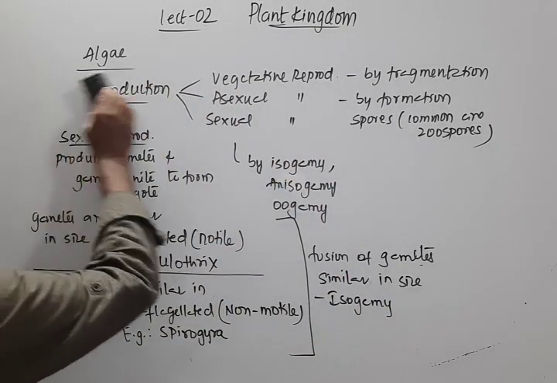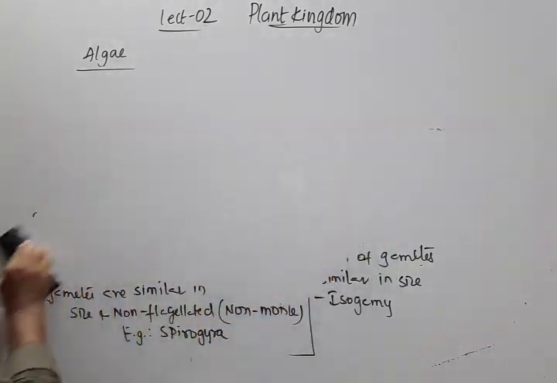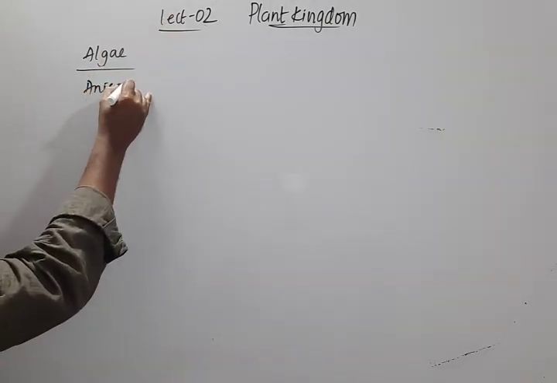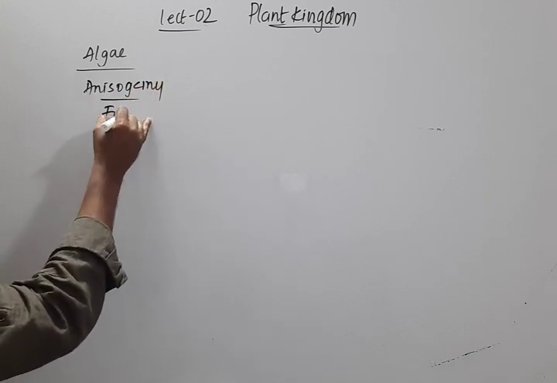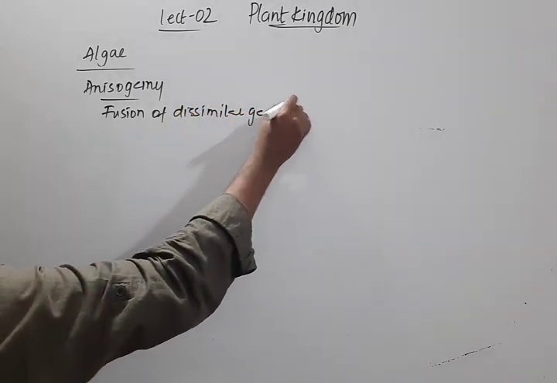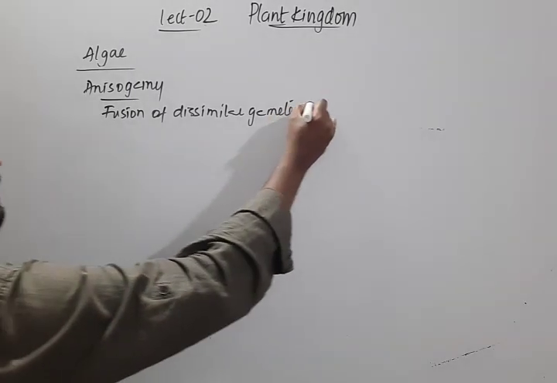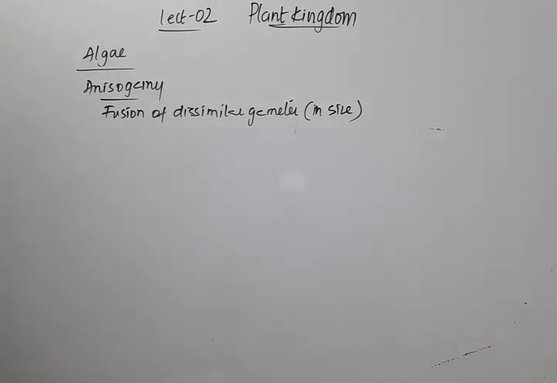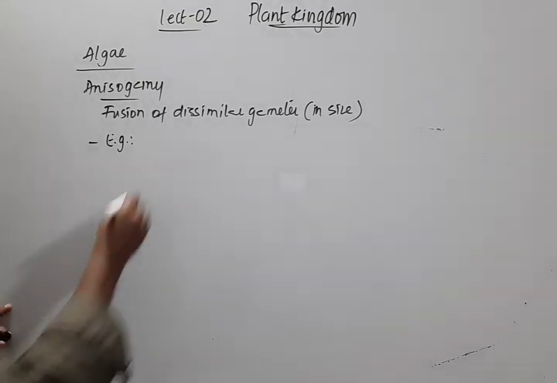Then next, coming to anisogamy, it is the fusion between dissimilar gametes, dissimilar in size. The fusion of gametes of dissimilar size is what we call anisogamy, and such a type of anisogamy we can see in the case of Eudorina.